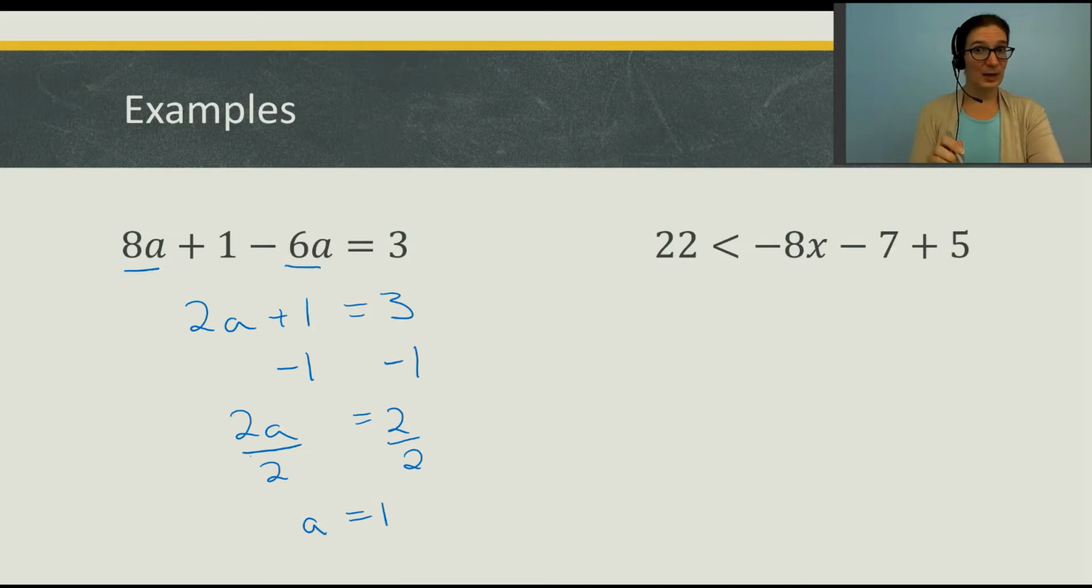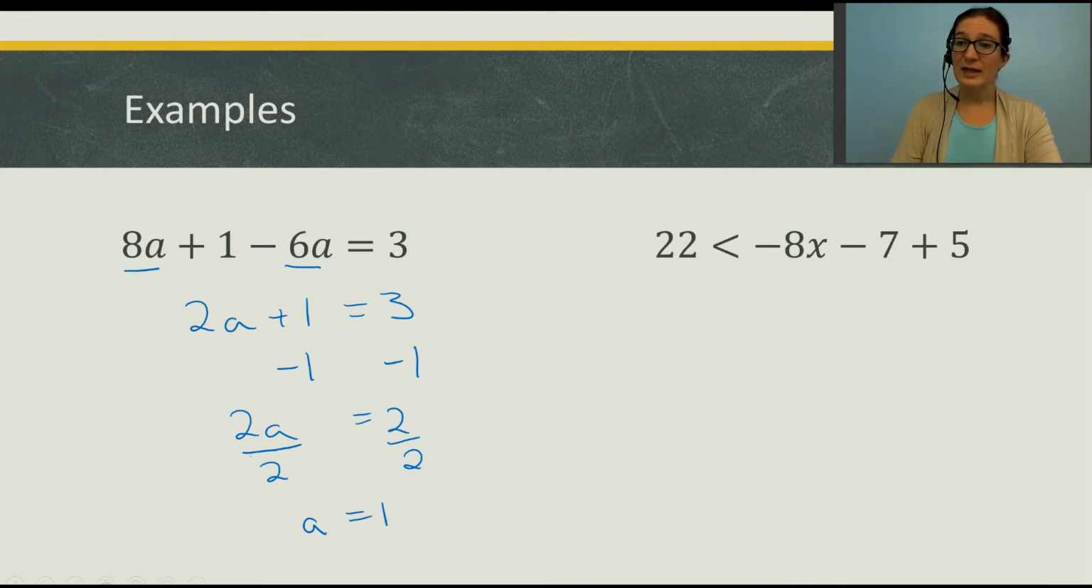Now I should be able to take that 1, put it back in for each a, and make sure that this works out. So 8 times 1 would give me 8. 8 plus 1 is 9. Negative 6 times 1 is negative 6. 9 minus 6 is 3. It all works out, okay? And you can absolutely use a calculator to help you check your work on those.